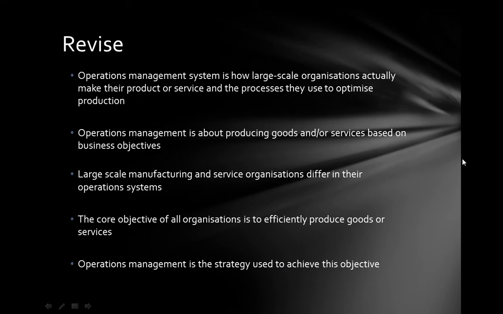So let's revise. Operations Management System is how large-scale organisations actually make their product or service and the process they use to optimise production. Operations management is about producing goods and or services based on business objectives. What are business objectives? They are the desired goal, outcome or specific result that an organisation intends to achieve. And business strategies are the actions that an organisation takes to achieve specific objectives.